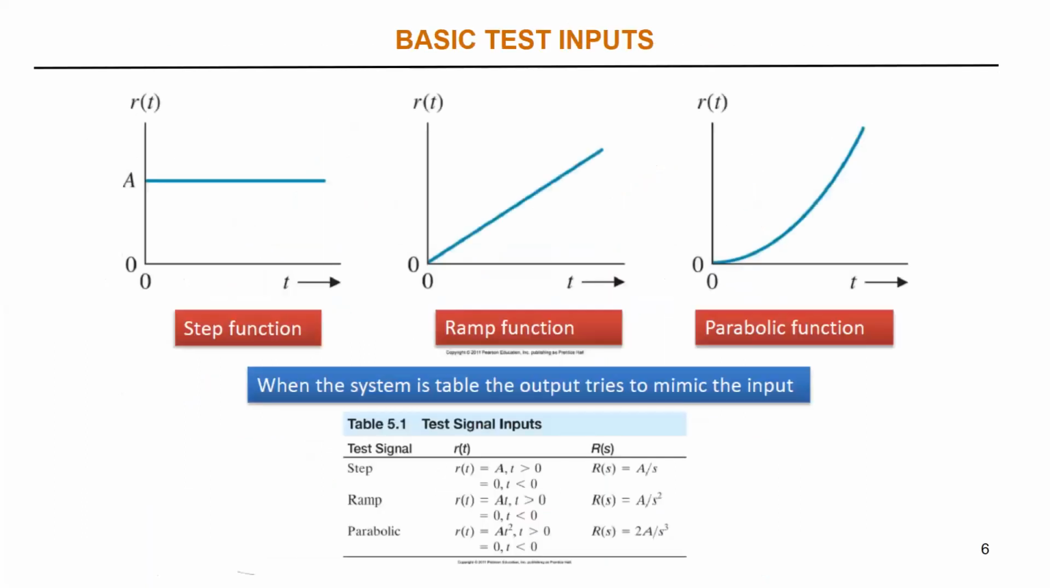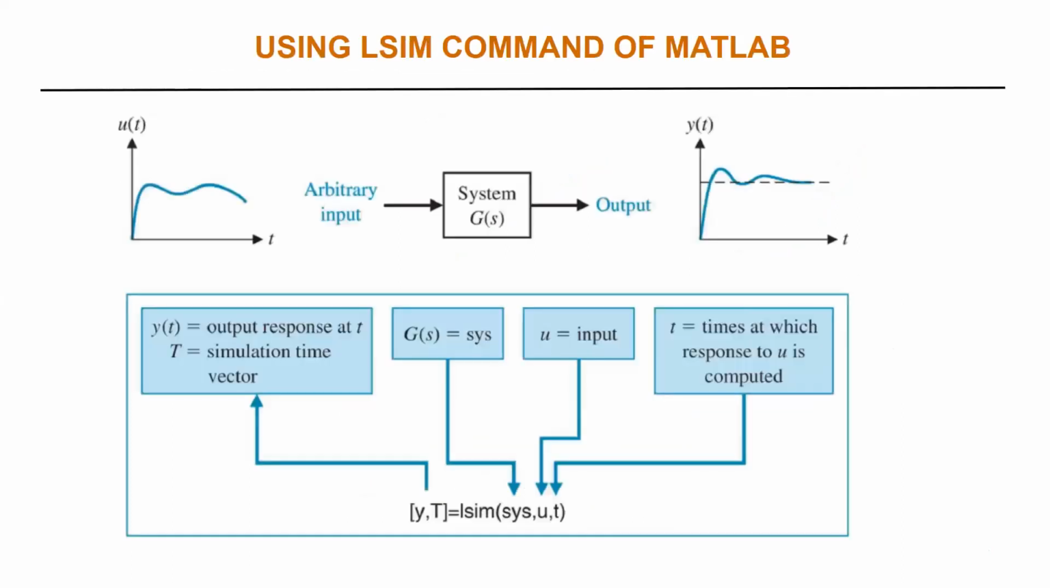The types of input which we are going to test are the step input, ramp, and parabolic. The step is basically A, where the step size is A. It is equal to A if t is greater than or equal to 0, and in the transform domain it is A over S. The ramp is A t, and in the S domain it is A over S squared. We will be studying all of those types of inputs.